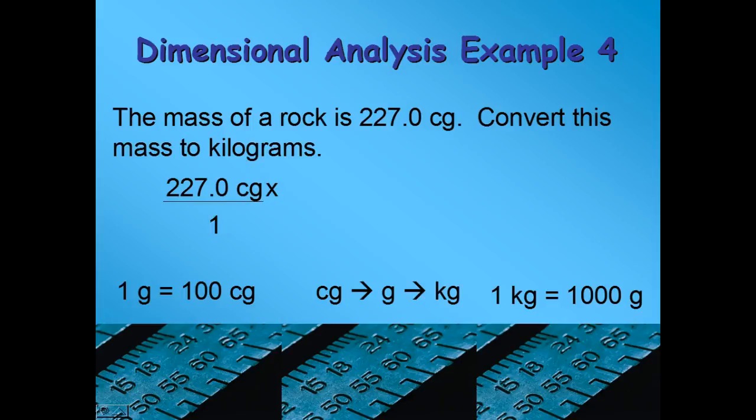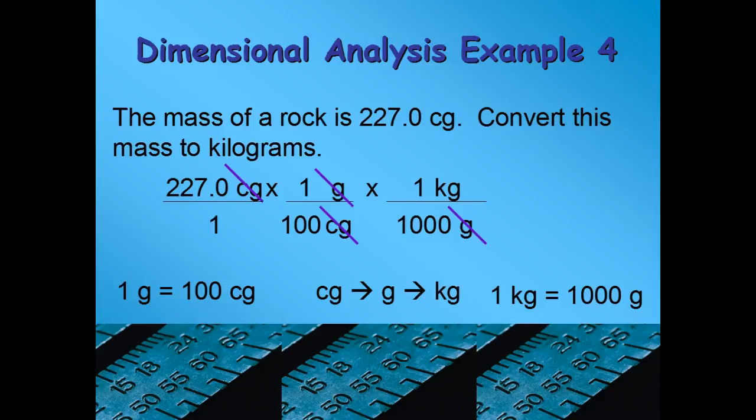We want to get rid of centigrams, so they need to go in the denominator. Our relationship is between centigrams and grams, so they go in the numerator. And according to our equivalent statement, there are 100 centigrams for every 1 gram. And now the centigrams cancel out. We'll do one more conversion to get from grams to kilograms using the conversion over here on the right. Grams need to go on the bottom, kilograms go on top. Kilograms get the 1 this time because they are larger than the 1,000 grams. And the grams cancel out.